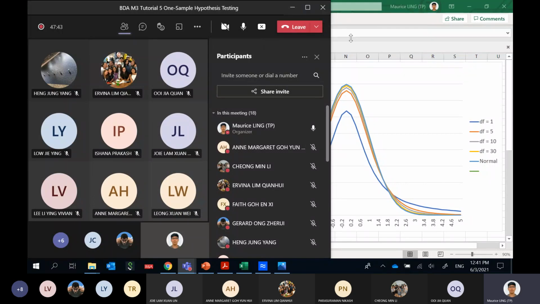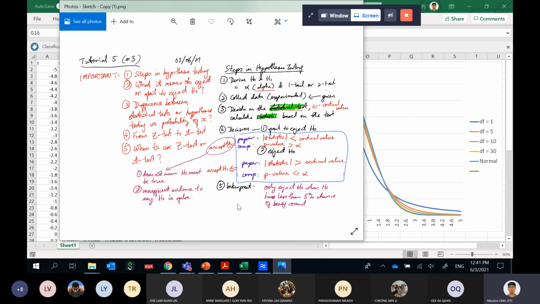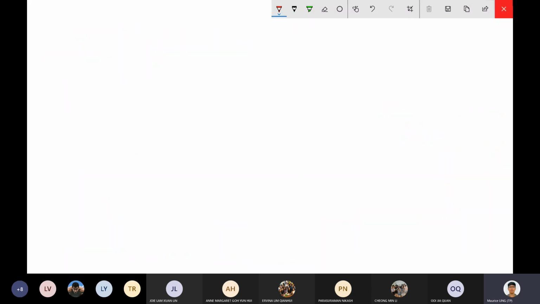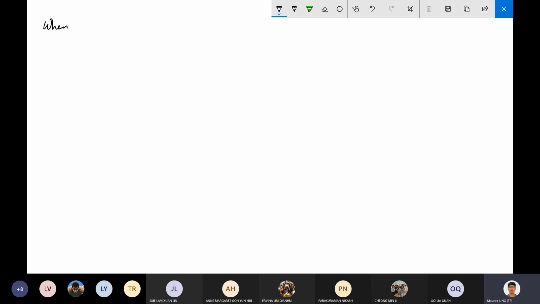So this is the real reason. And from then on, what we have is, when do you use z-test? When do you use t-test? Yeah, I know this is a confusing part. When to use z-test or t-test?